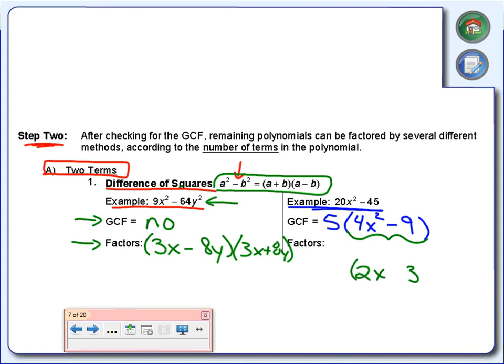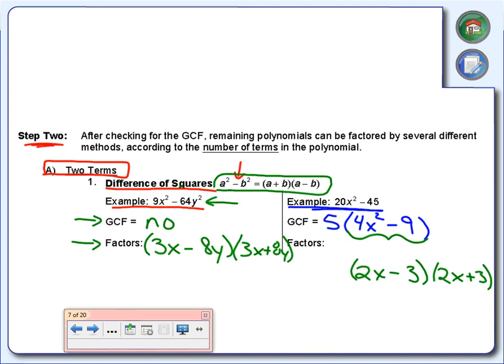Ready? One of them is going to have a minus. The other is going to have a plus. Remember, they're almost identical. The only difference is one has a minus, the other has a plus sign. That's the only difference between these two. Those are the factors of 4x squared minus 9.